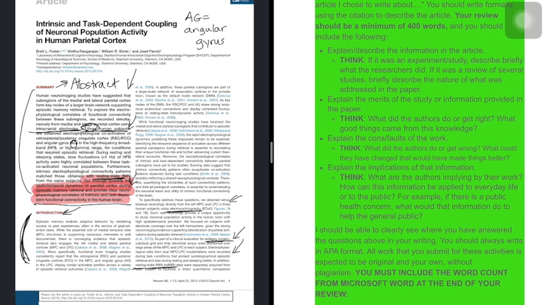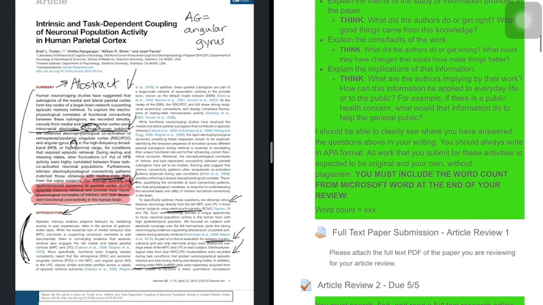Try to do everything in APA format, and then give me the citation at the end of the paper, or I should say the reference at the end of the paper. You can cite throughout your review. And then you're going to upload the full text, the PDF, one PDF per article review on here, so that I can look through and see, okay, what did you find, and actually read the article myself to make sure that it lines up.